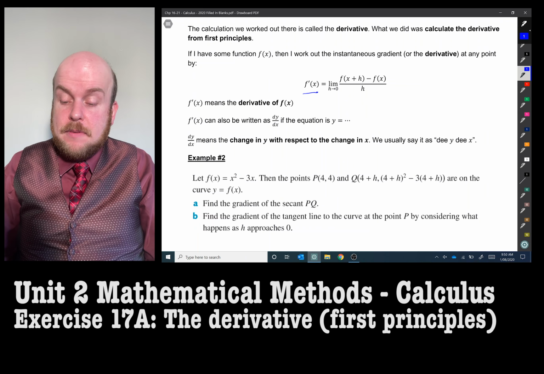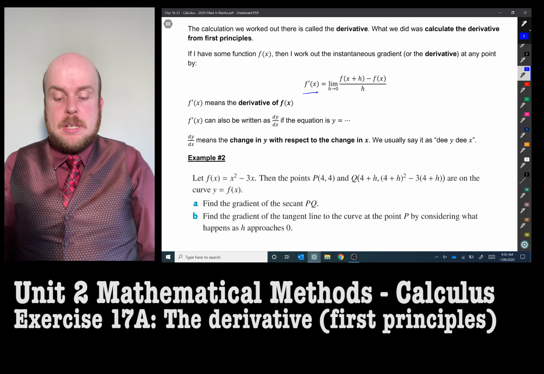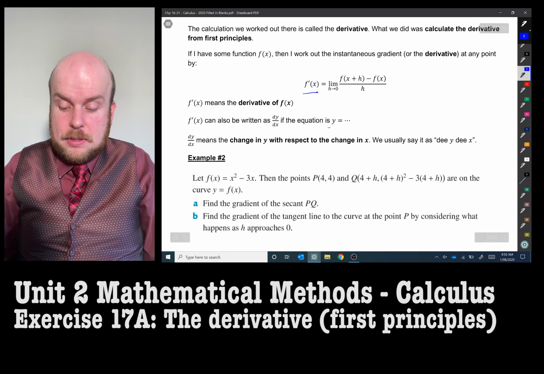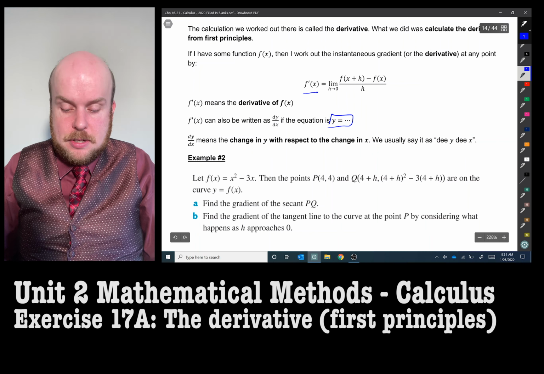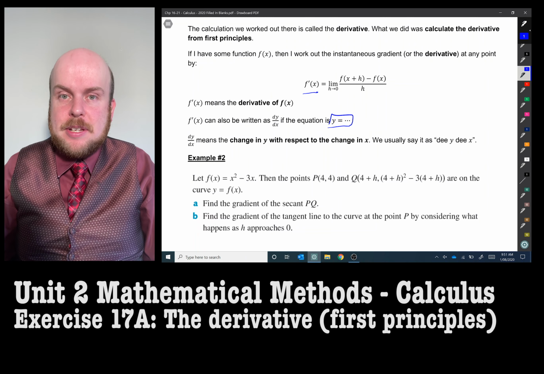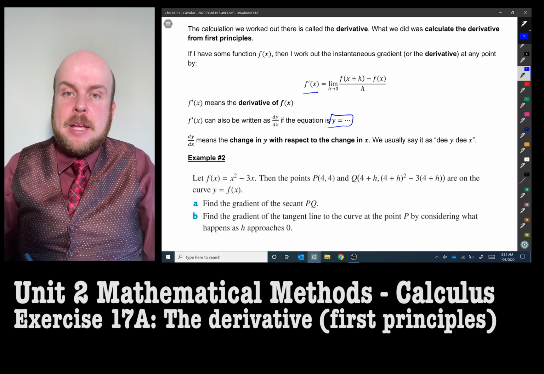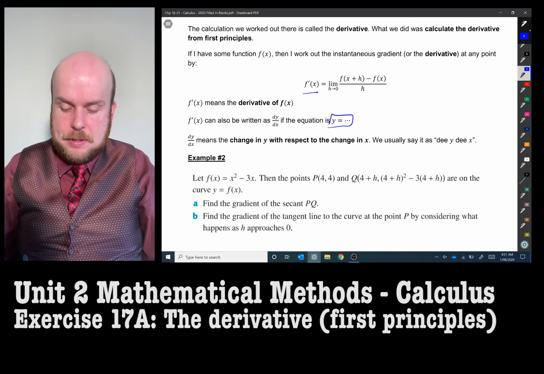Now, if your equation doesn't have an f of x, and it just says y equals something, then we use this notation, dy/dx. And what does that mean? It means the change in y with respect to the change in x, which you might remember when we used this terminology when we were calculating gradients in the previous chapter.